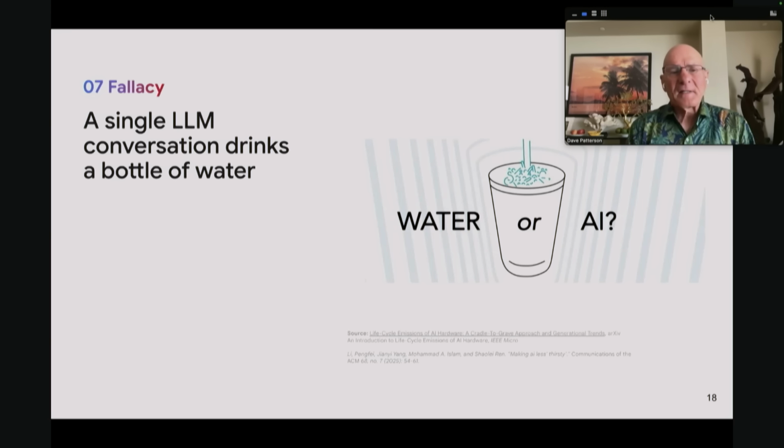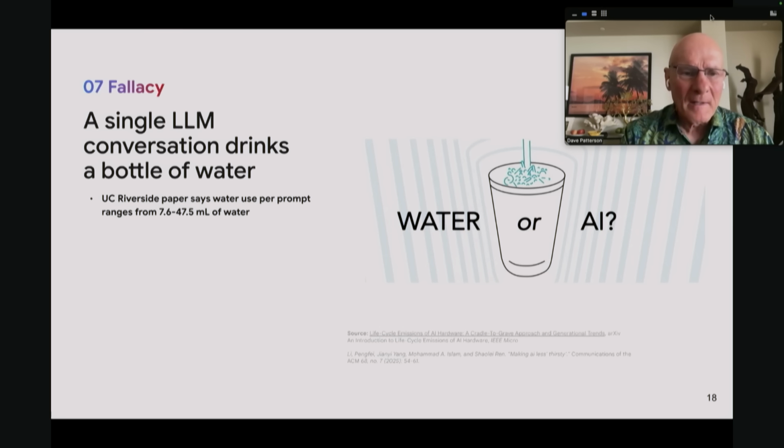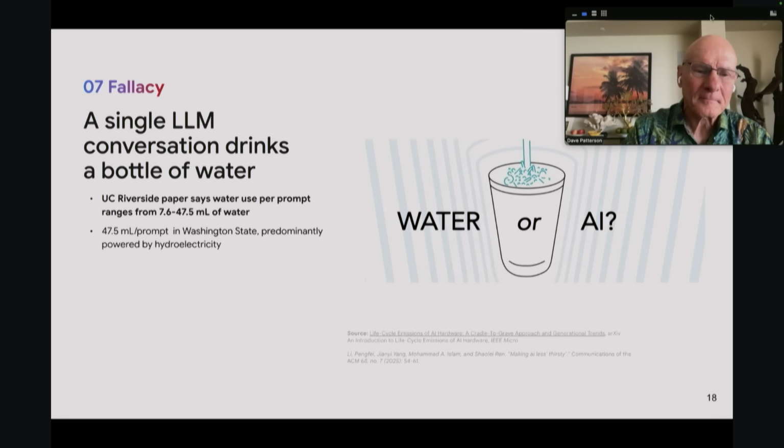The seventh fallacy is where I'm going to start talking about water use. And this is where we start getting into examples where a claim gets made, and when we look in more detail, we see these claims are often exaggerated. It's a paper from UC Riverside that says every user prompt of one of these chatbots uses 7.6 to 47.5 milliliters of water. So supposedly in 10 chatbots, that's a whole bottle of water.